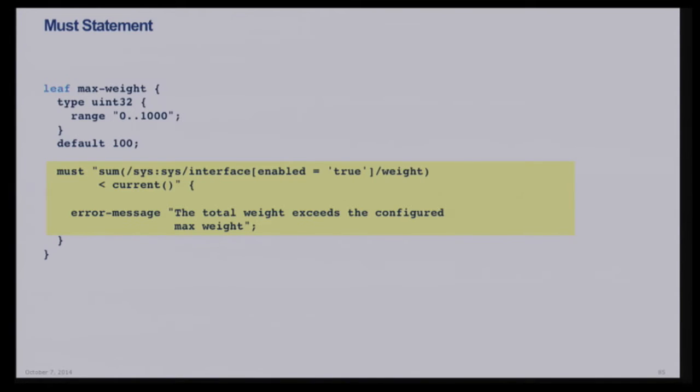But it does provide very interesting ways of constraining things, and this can also be used for pre-checking, right? So before you send things to the network element itself.